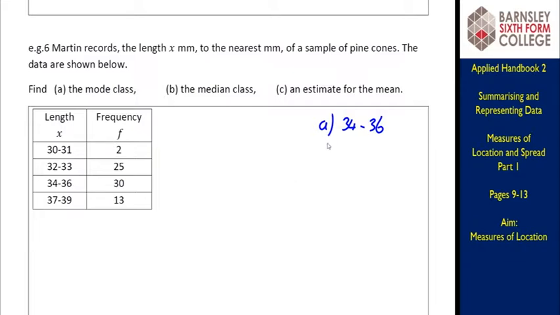The median class. Now, if you count the overall frequency, we get 70. So if you've got 70 values, you're looking for your 35th and 36th value. Remember, that's 70 plus 1 is 71, divided by 2, 35.5. Your 35th and 36th value is not going to be in the first row because that's only 2. It's not going to be in your second row. That'll take you up to 27, so it's still not where the 35th and 36th value is. So it's going to be the 34 to 36 class again.